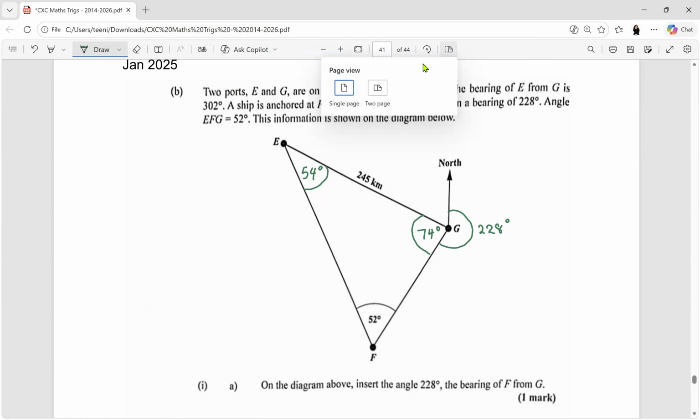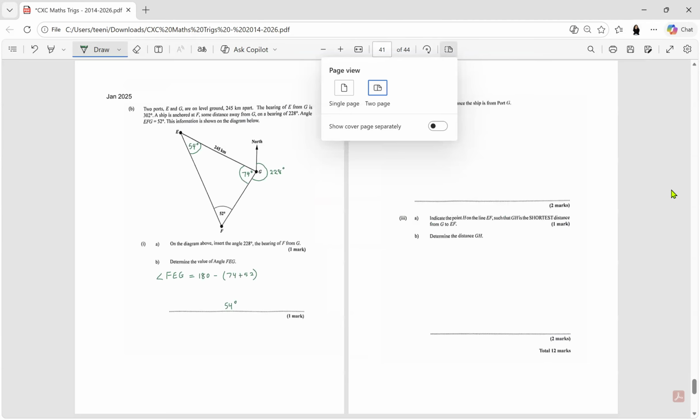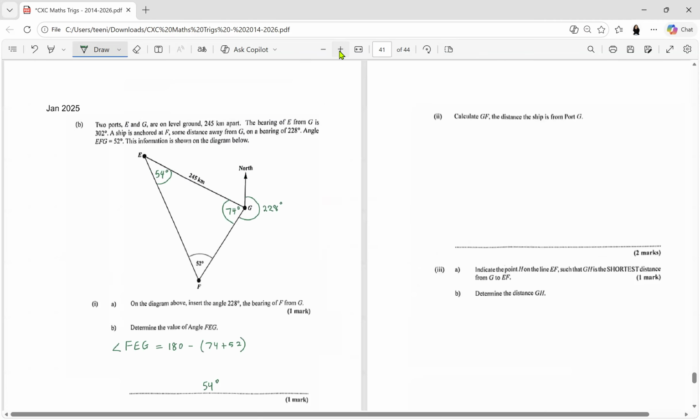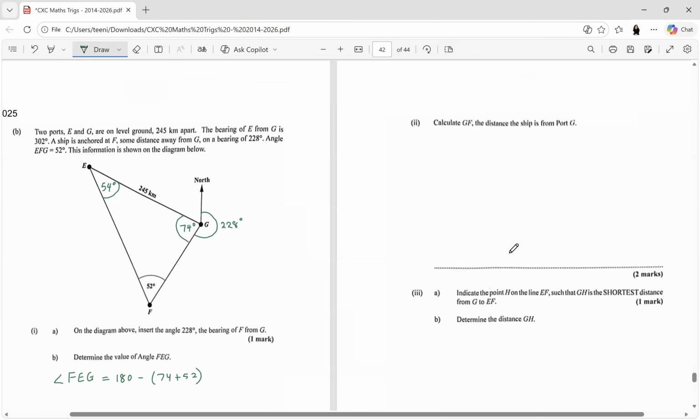So I'm just going to put this side by side so we can see the shape, right? Actually, let me draw it over and then I'll just erase it. So you have the shape here. It's more like this, this, this, right? This is 74 degrees. This is 54 degrees. And here is 52 degrees. This is E, G, and F. And this side is 245. Okay, beautiful.